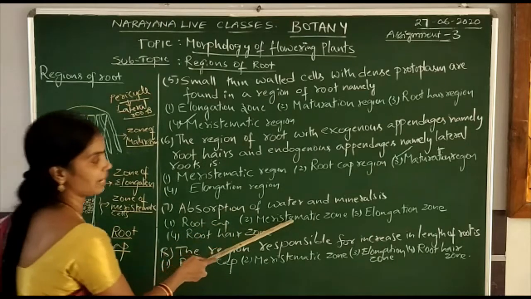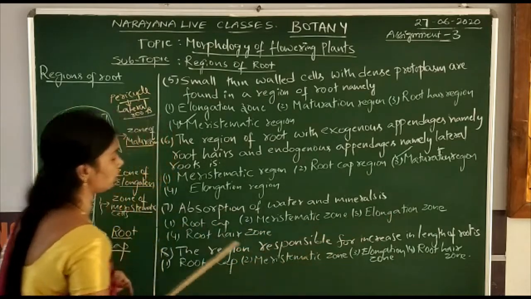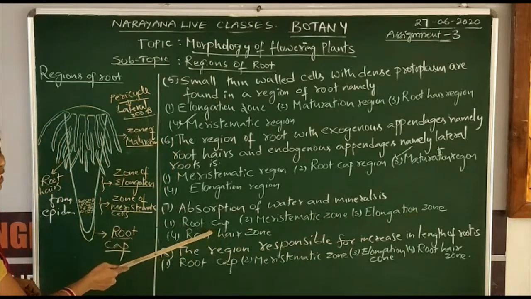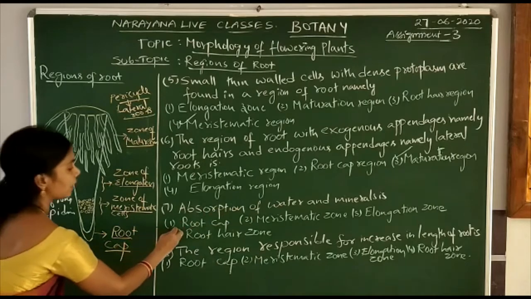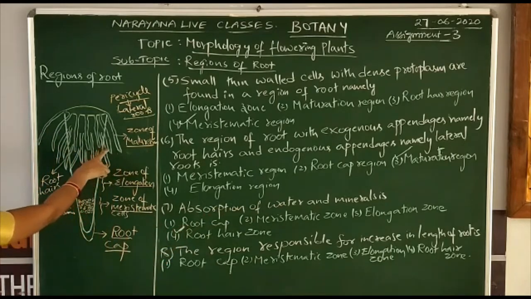Root cap, meristematic zone, elongation zone and root hair zone. So children, which is responsible for absorption of water and minerals? It is root hair zone. So root hairs, they are meant for absorption of water and minerals.